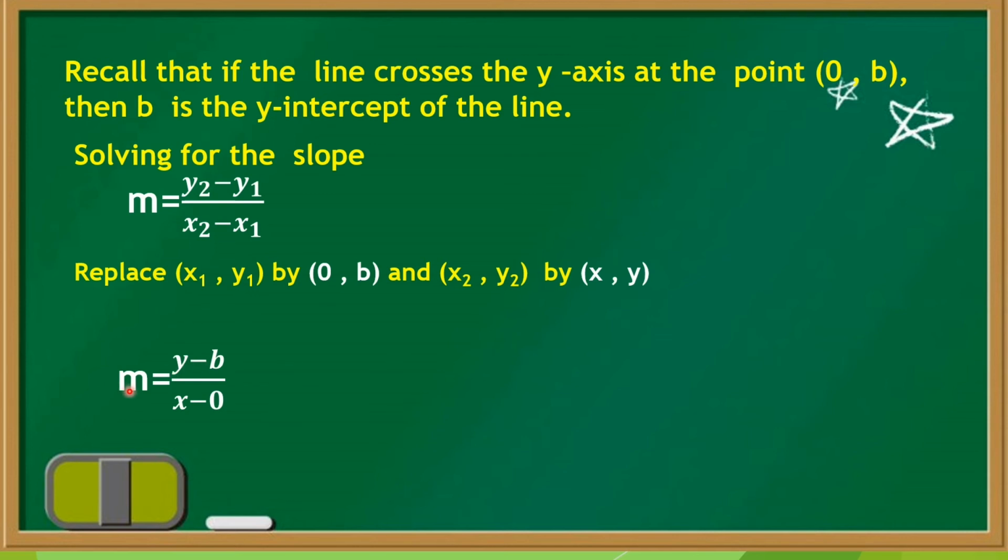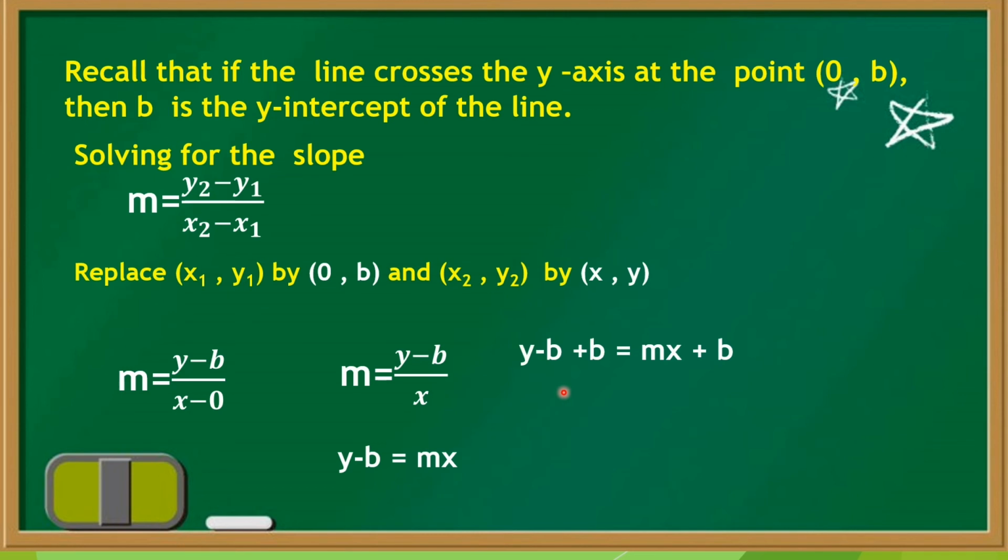Substitute the value in the formula. M equals y sub 2 is y minus y sub 1 is b, all over x sub 2 is x minus x sub 1 is 0. M equals y minus b over x minus 0 is x. Using the cross multiplication, m times x equals y minus b times 1. The equation becomes y minus b equals mx.